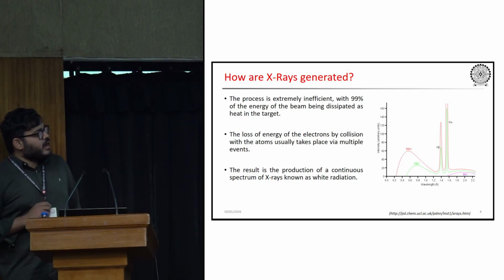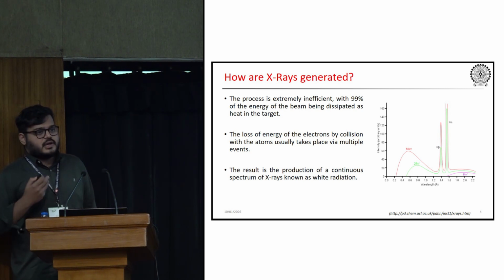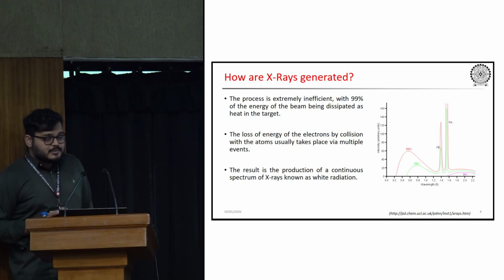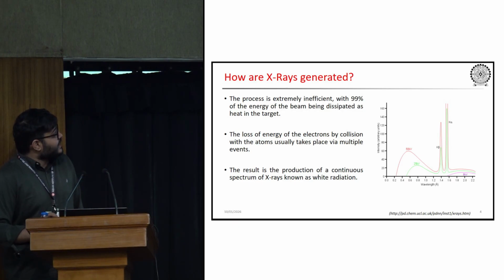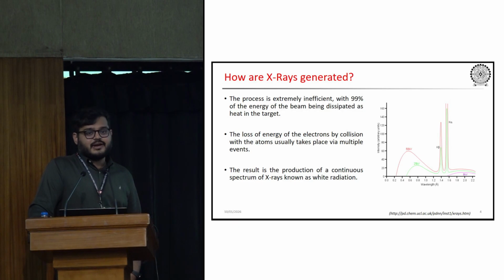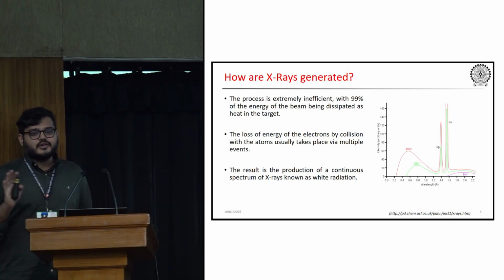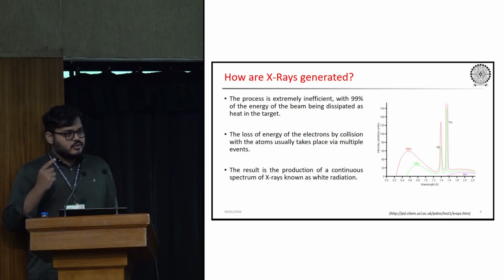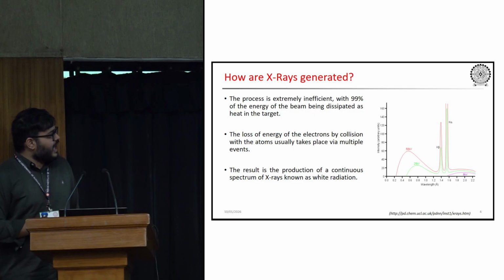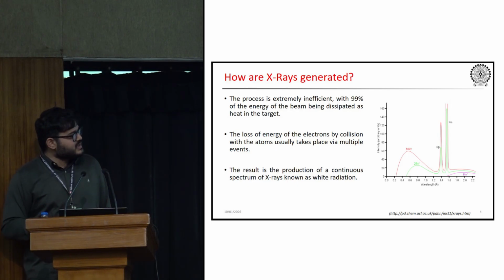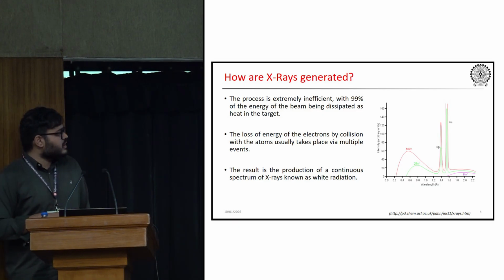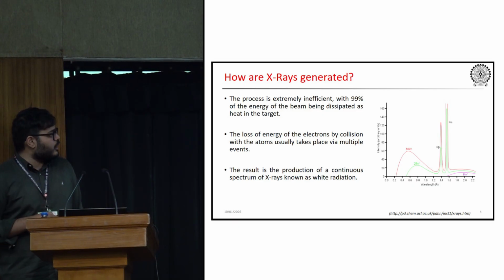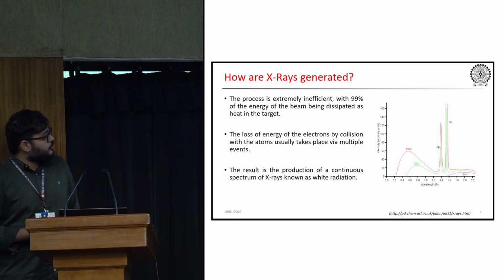So typically when you hit the electrons to a target, it generates X-rays. It's a very inefficient process. 99% of the energy is getting dissipated as heat. So that is why if you use laboratory diffractometers, there is always a chiller or a water cooling cycle, to cool down the anode, right? And what is coming out of the X-ray tube is a continuous spectrum with some discrete peaks, right? So the result when you hit electrons to an anode is going to be a continuous spectrum of X-rays known as white radiation.